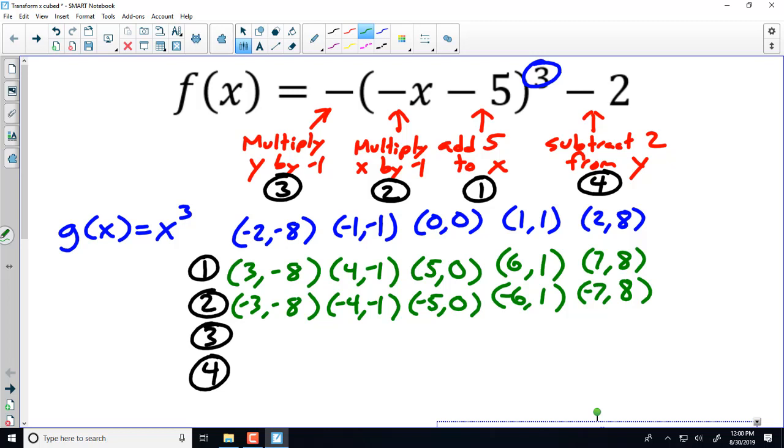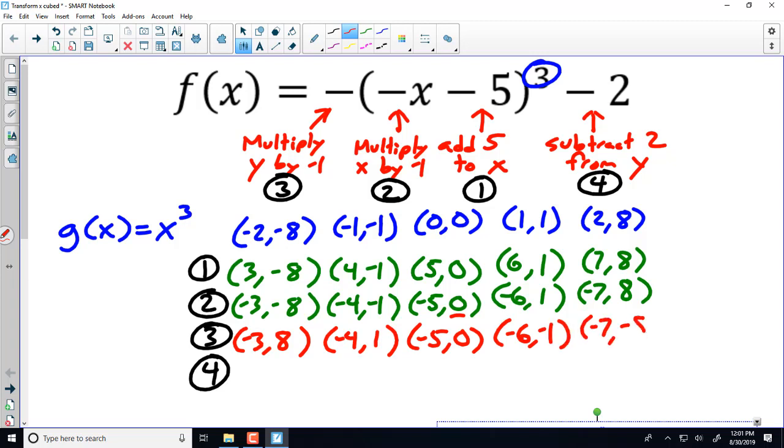The x's are going to stay left alone for the rest of the problem, but the first thing we do with the y's is multiply them by -1. It won't do a thing when we multiply the 0 right here by -1, because multiplying by 0 just gives you a 0. All right, let's see what we got here. (-3, 8). Leaving the x alone, multiplying the y's by -1. (-4, 1), (-5, 0), (-6, -1), (-7, -8). One more step and we'll be ready to graph.